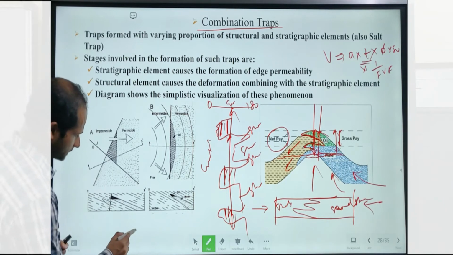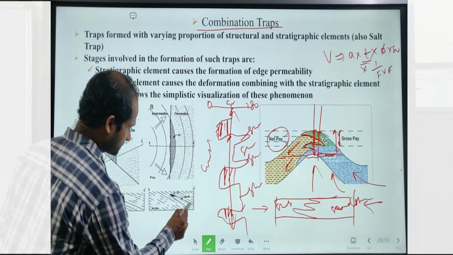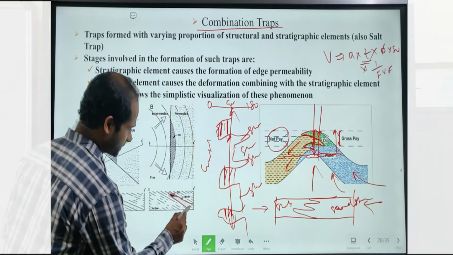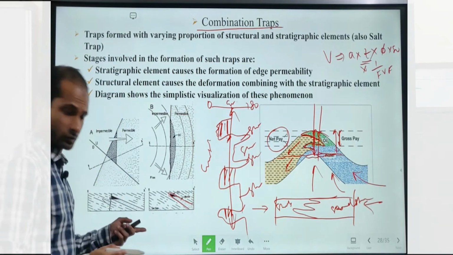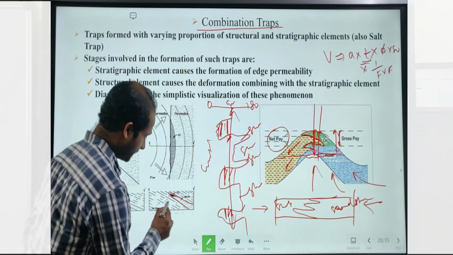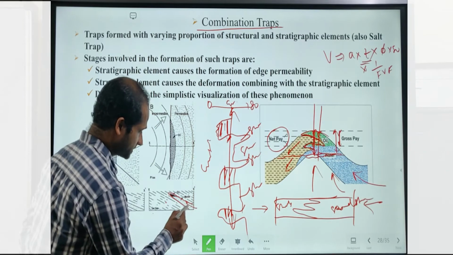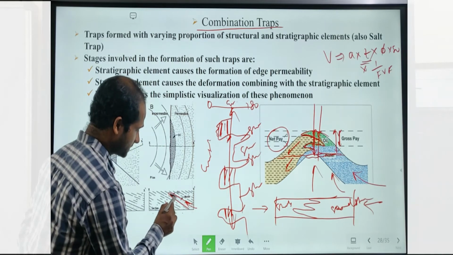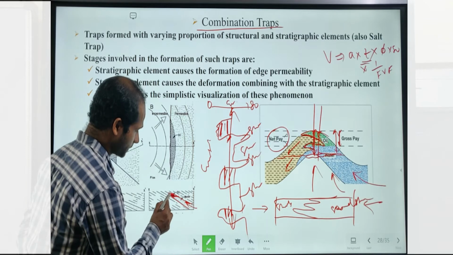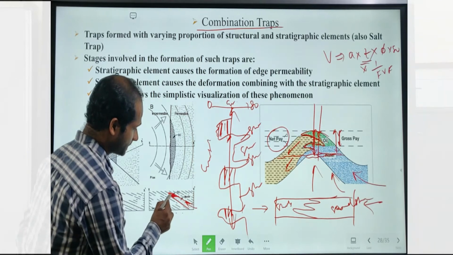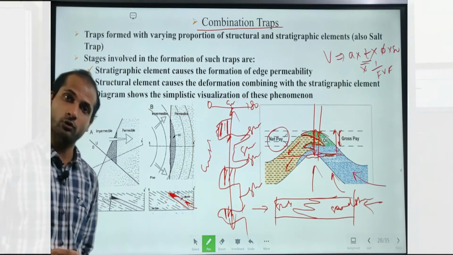Suppose there was a deposition something like this, there is a stratigraphic pinch out, or wedge out, where this is sand and this is shale, and the migration is taking place and accumulation is over here in this part. This part is accumulated with the hydrocarbon.